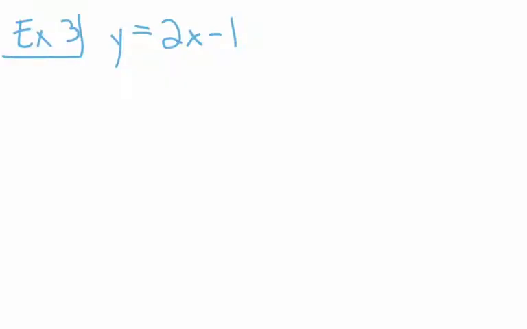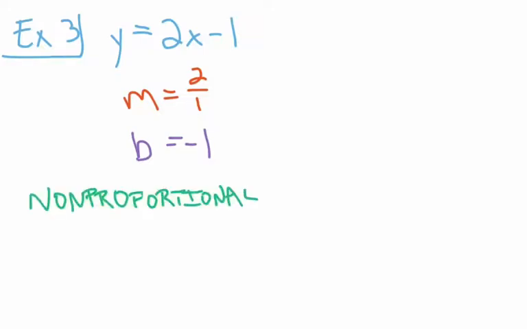Alright, for example 3, we have an equation y is equal to 2x minus 1. Now in this equation, if we were to identify our value for slope and our value for our y-intercept, our slope would be 2 over 1, and the y-intercept would be negative 1. Now, the mere fact that we have a value for the y-intercept means this one is going to be non-proportional. Again, the only reason why this is non-proportional is because we have a value of negative 1 back here. This y-intercept means that our equation represents a non-proportional relationship.